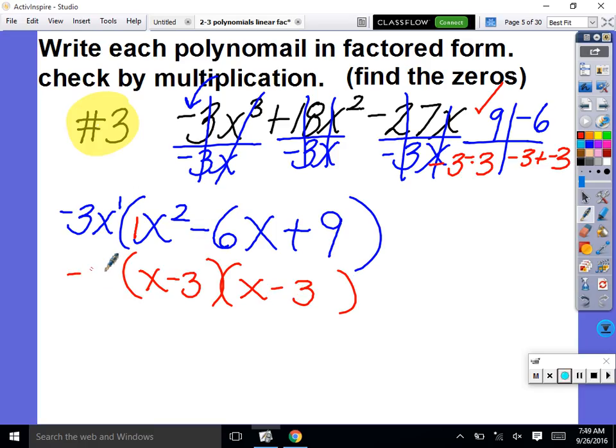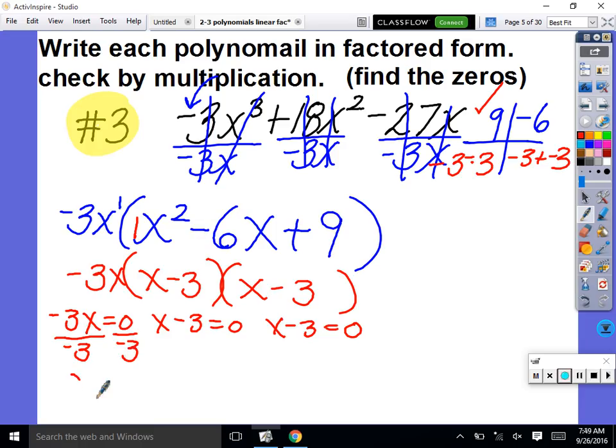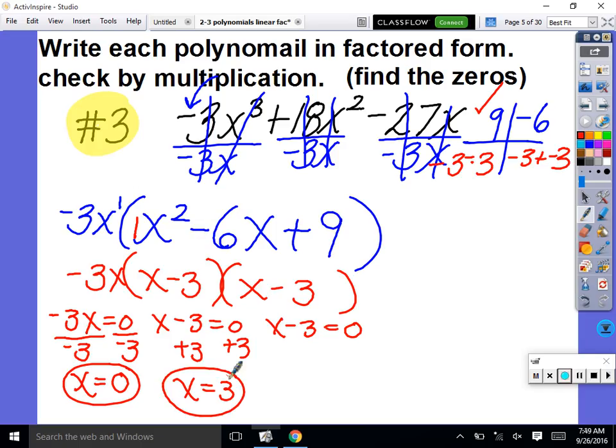And now we can't forget this negative 3x originally that we factored out. Now look, we have degree 1, degree 1, degree 1. We have 3 linear factors. Sweet, now it's easy to solve. Set each of those equal to 0 and solve. So right here, to get x alone, we'll divide by negative 3, divide by negative 3. 0 divided by negative 3, 0. There's one of our solutions. We'll add 3 to both sides of the equation, giving us x equals positive 3. So x is equal to 3.